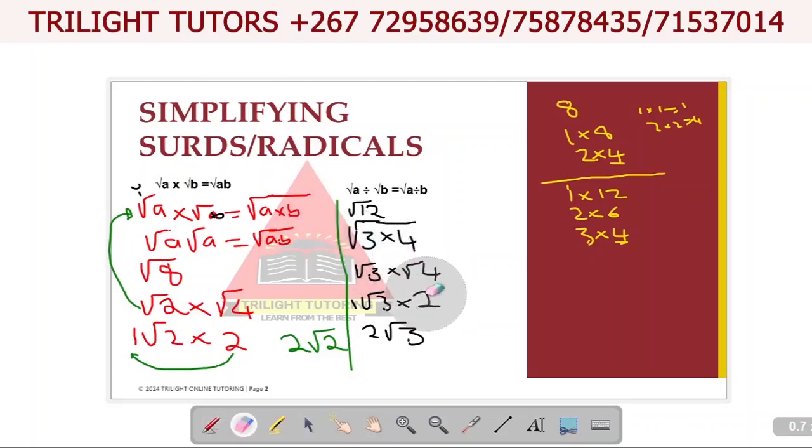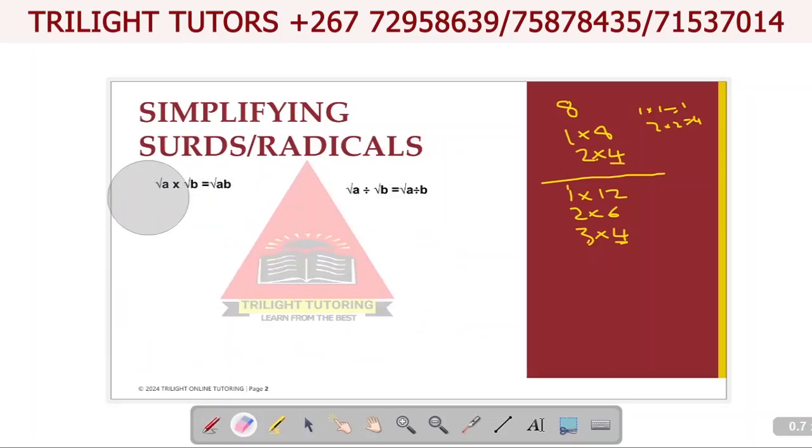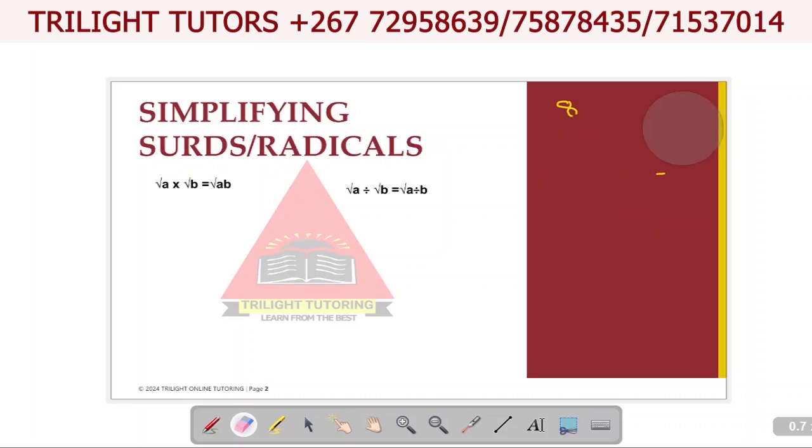And then now let's look at division, right? I don't want to make this lesson long. So if you have the square root of a divided by the square root of b, it is the same as the square root of a divided by b, right? This can be written as the square root of a over the square root of b is the same as the square root of a divided by b, right?